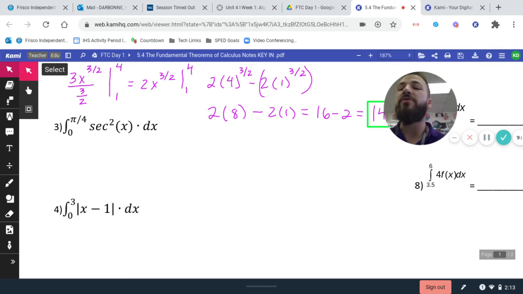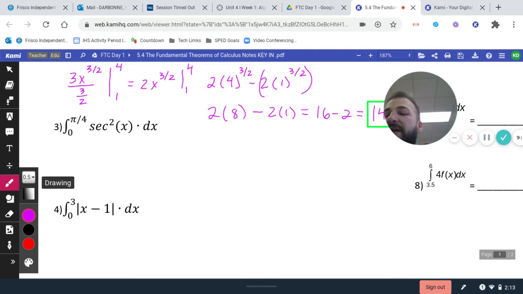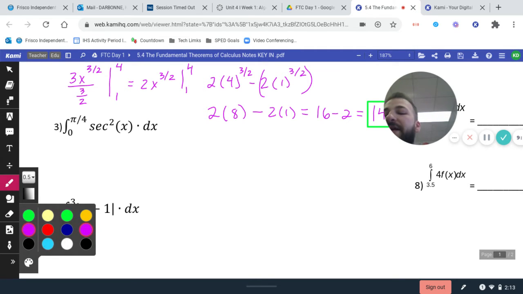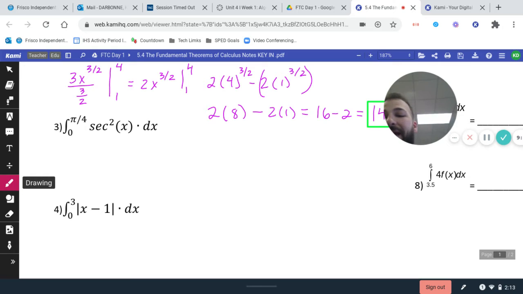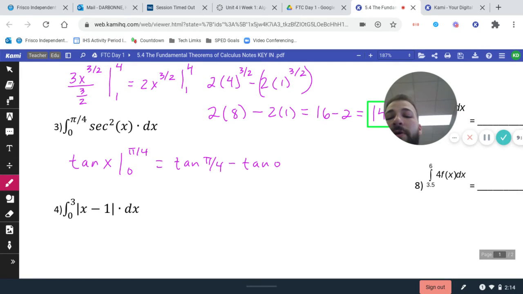So number 3, we have the integral from 0 to pi over 4 of secant squared x dx. This one looks crazy, but it's a pretty simple integral. So what is the integral of secant squared? Well, that is tan. So this becomes tan of x evaluated from 0 to pi over 4. So this is just equal to tan of pi over 4 minus tan of 0. Tan of pi over 4, that's sine over cosine. So root 2 over 2 over root 2 over 2, which is just 1.